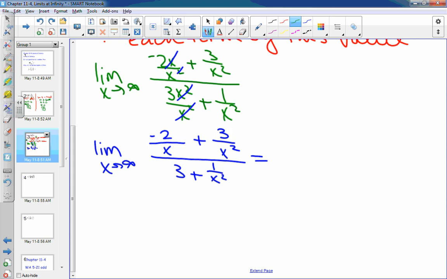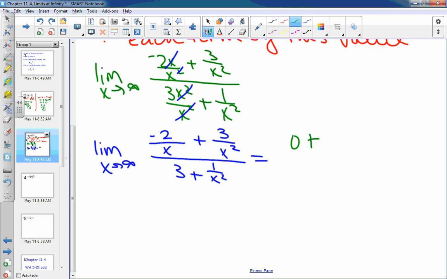tell me, what does negative 2 over x approach when x gets really big? Come on, use that property. What's negative 2 over x approach? As x gets really, really big, what is that going to become? It's going to be 0. Why is that? Because this is negative 2 over infinity. Well, what is that? That's a really, really small number, right? Doesn't matter.